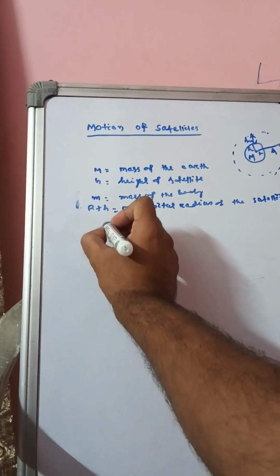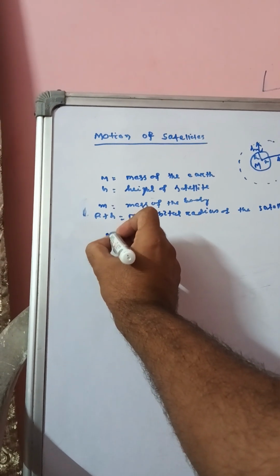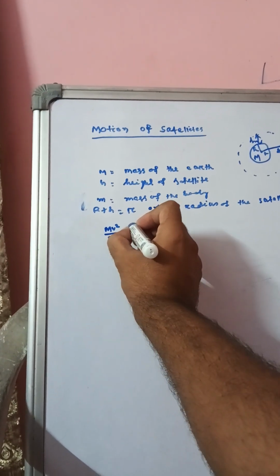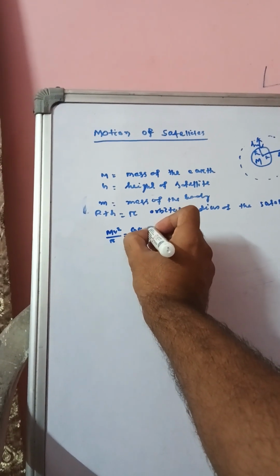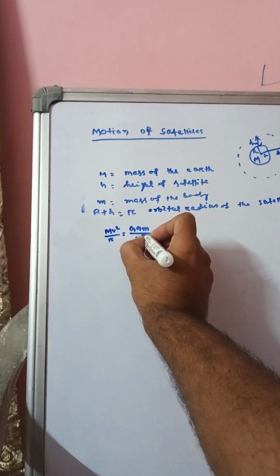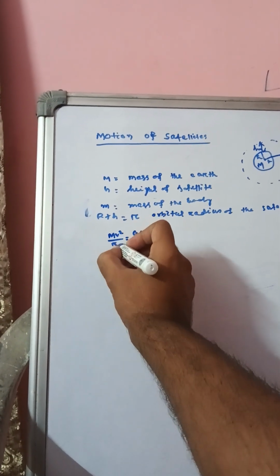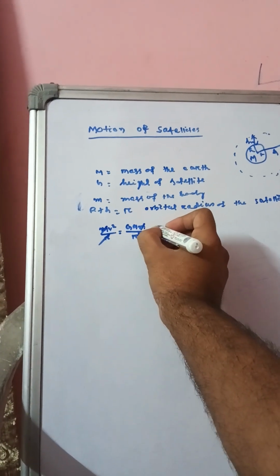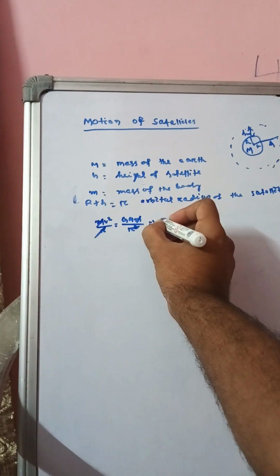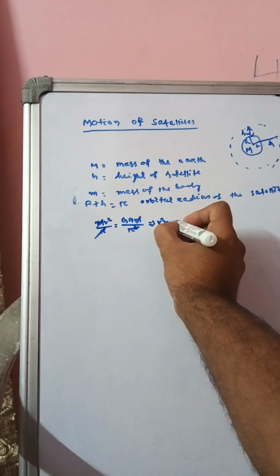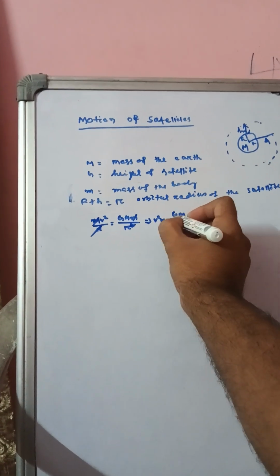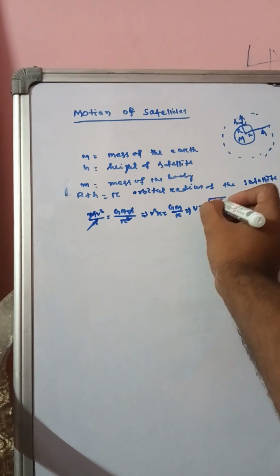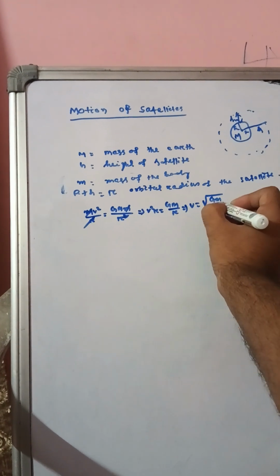So mv square by r is equal to GMm divided by r square. One r will be cancelled, small m will be cancelled. So v square is equal to GM divided by r, v is equal to square root of GM by r.